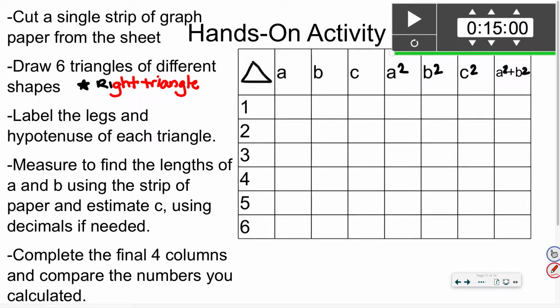What this table does, you are going to fill in the measurements for A and B. Okay. Which means you can then calculate, so you're going to fill this in and this in because you're measuring. Okay, only the legs at first. Then you're going to use the calculators that you have, and you're going to multiply to find a squared and b squared. You're going to calculate these. From there, you can add these together.